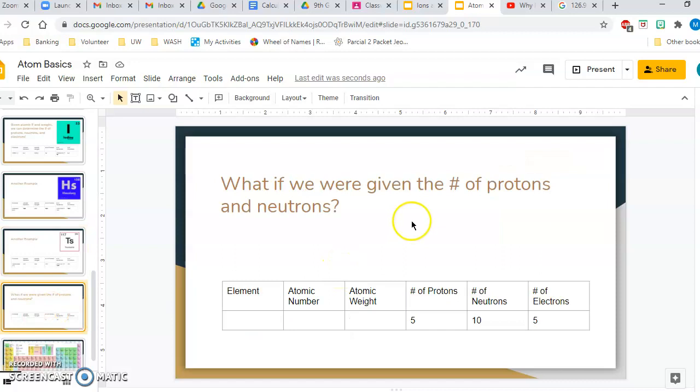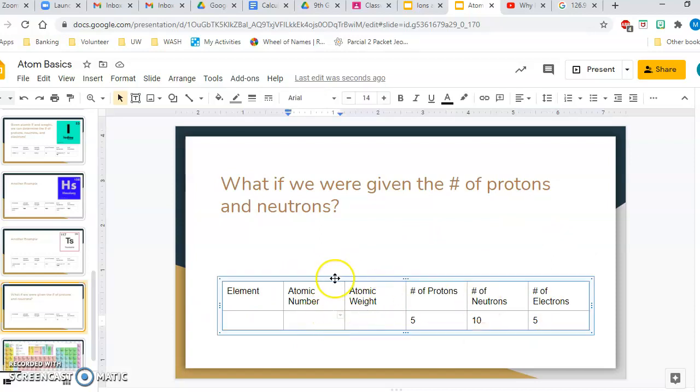But what if we were given this part of the table and asked to find the rest? So let's do it this way. We know that our atomic number is going to be equal to the number of protons. So we're going to say 5. We also know that the atomic weight should equal the number of protons plus the number of neutrons, because we've been doing it the other way for subtraction. So this is supposed to be 5 plus 10. So this would be 15.